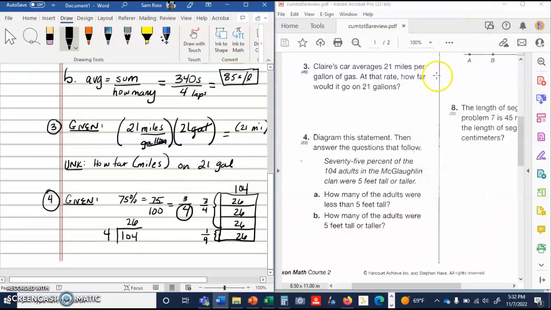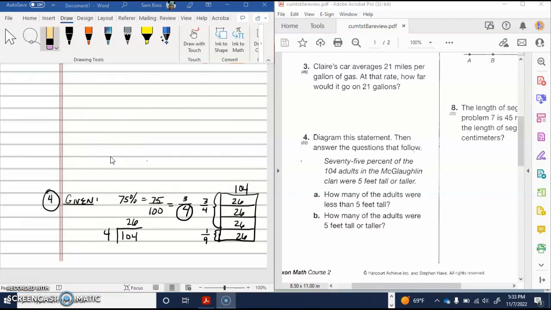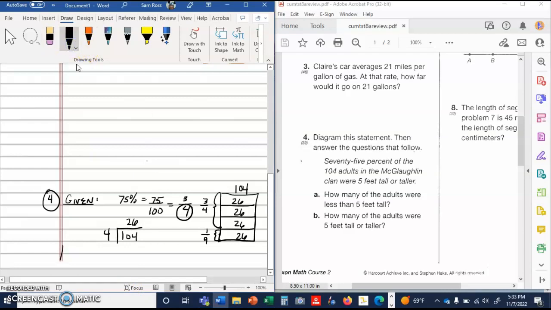Okay, so let me close that. Okay. So 75% of the 104 adults in the McLaughlin clan were 5 feet tall or taller. Okay, great. So that's these. I'm going to erase, and I'm going to do it like right above. So hold on. So hopefully you have another sheet of paper you can continue down in this direction. Oh, can't write with the eraser down in this direction, but I'm going to have to go back up here.